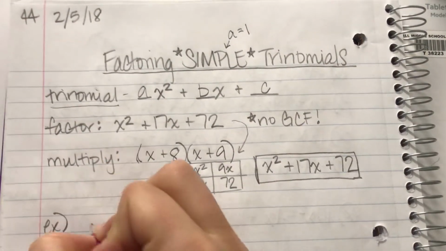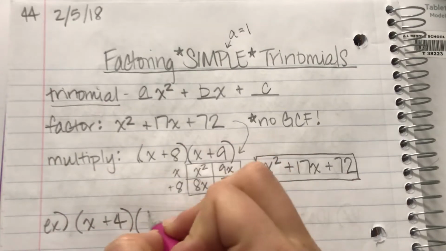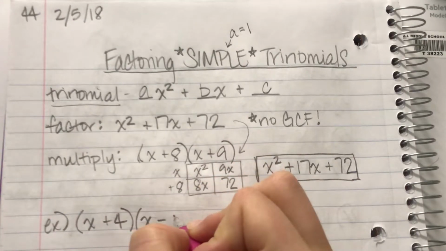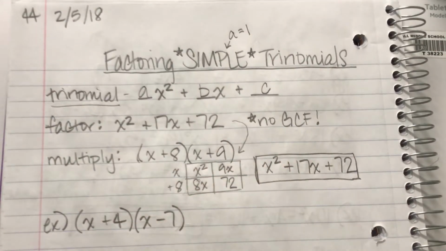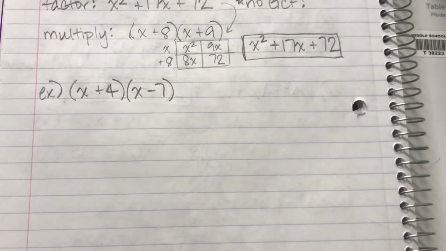If I ask you to multiply x plus 4 times x minus 7, so that I can lead into factoring, we're going to look at multiplying, because sometimes looking at the reverse helps, right? Multiply these two together.